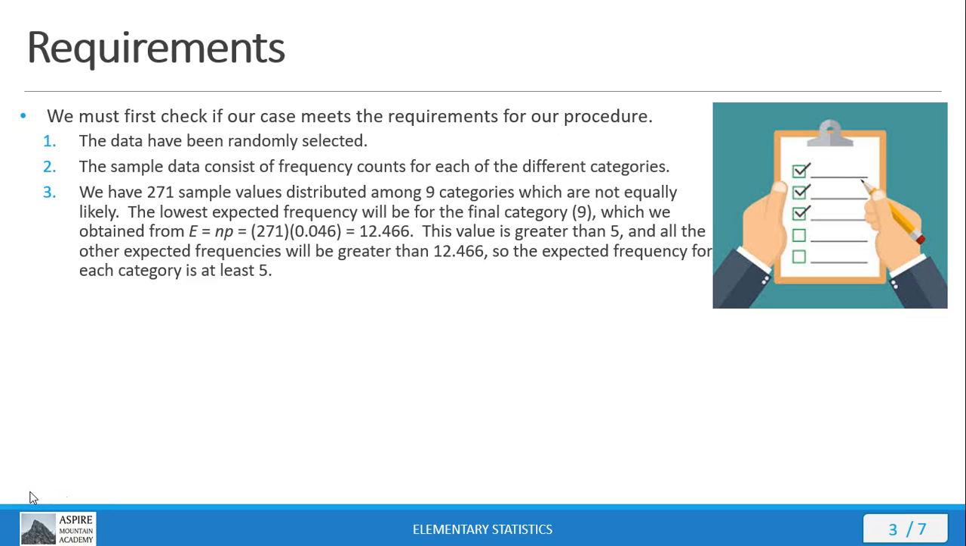So let's take a look at the lowest expected frequency. That's for the final category. A 9 is expected to be the first digit of your data values 4.6% of the time. So we're going to take the total value, 271, multiply it by that probability of 4.6%, and we get 12.466. This value is greater than 5. And since all the other expected frequencies are going to be greater than 12.466, because they have higher probabilities associated with them, they're also going to be greater than 5. So it looks like we've got all of the requirements for our procedure met.